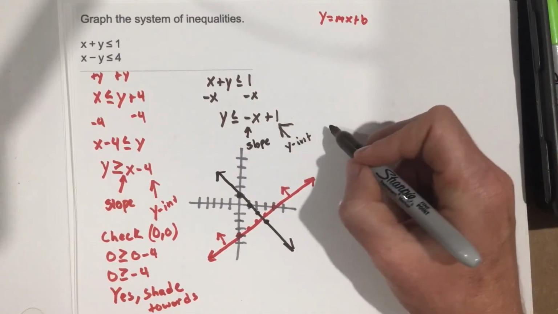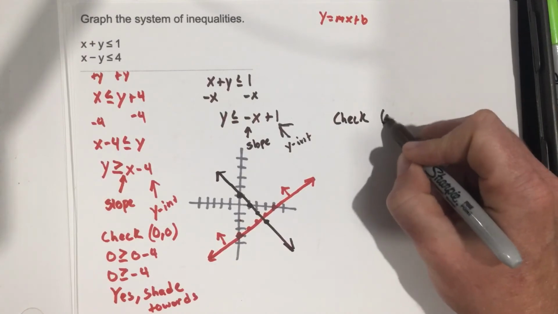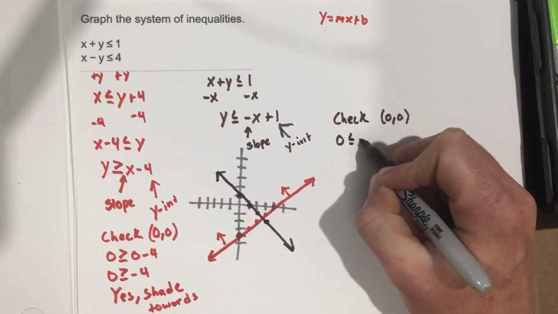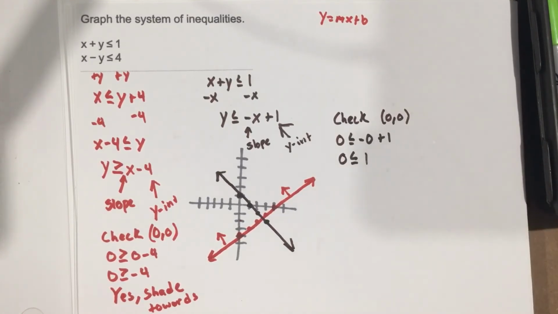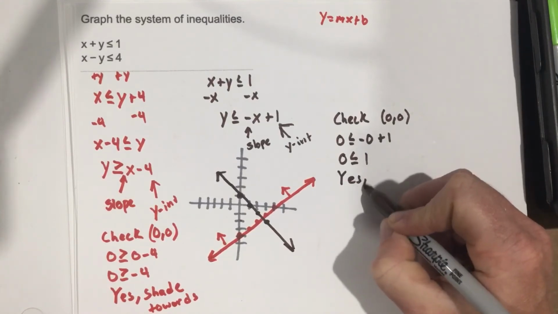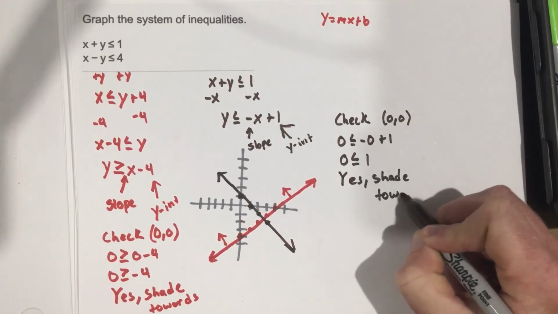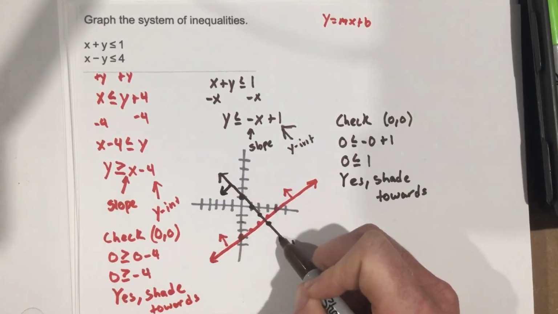And then we can check 0, 0 with this problem as well. So check 0, 0. So we have 0 less than or equal to negative 0 plus 1. So that's just 0 less than or equal to 1. Yes. Shade towards. So we're going to shade this way towards 0, 0.